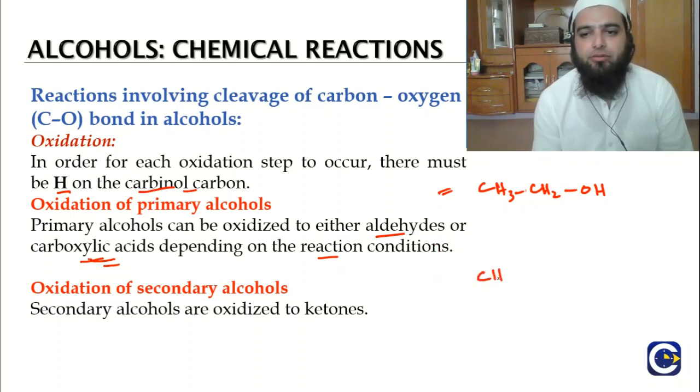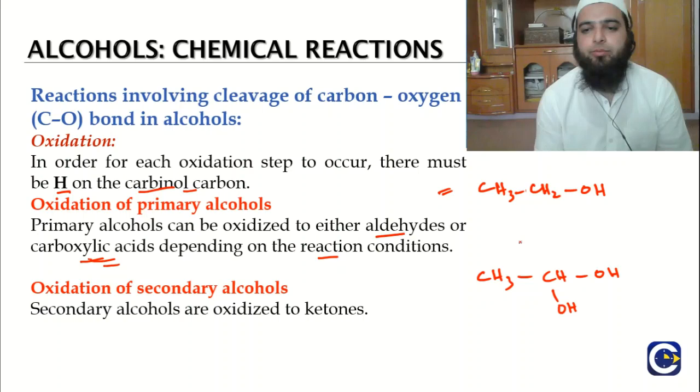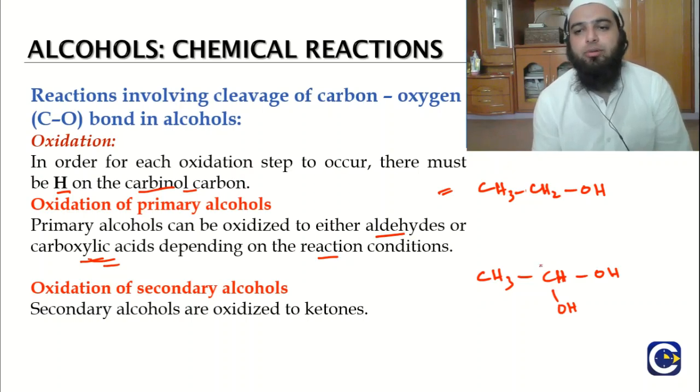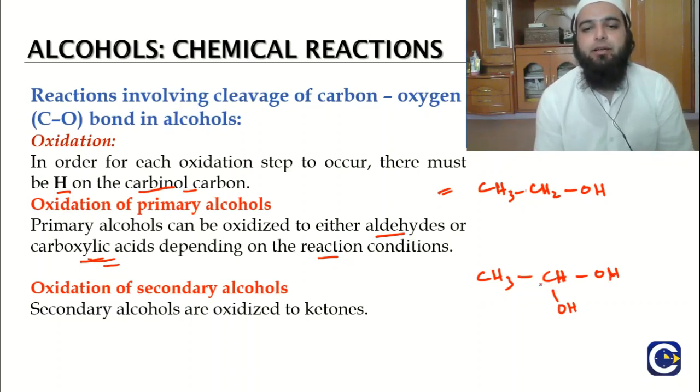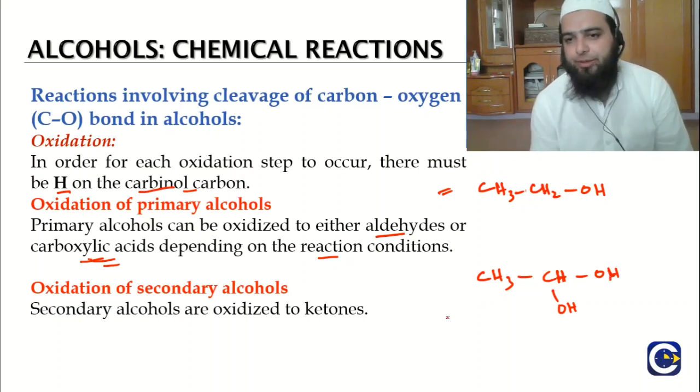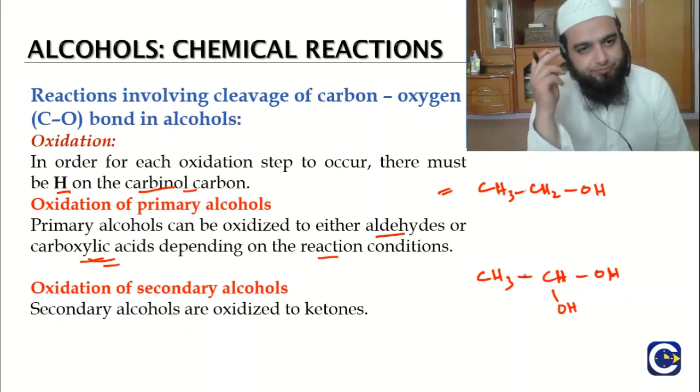For example, we have CH3CHOHCH3, with this hydroxyl. In this case we have only one carbonyl hydrogen. There is only one hydrogen attached to this carbonyl carbon, so there is a possibility of removal of only this hydrogen from the alcohol. So we will always get the ketone in this case.